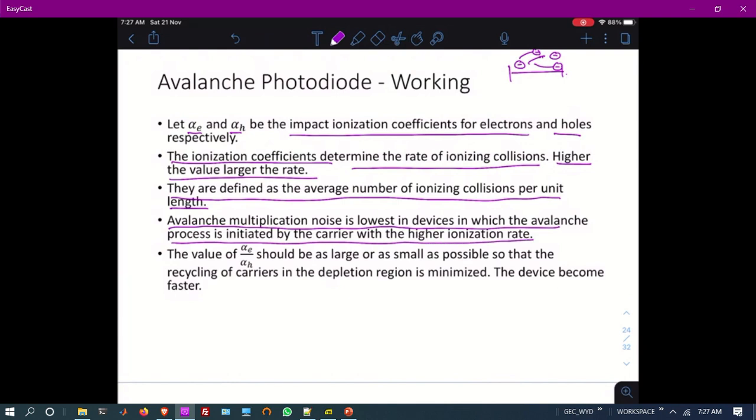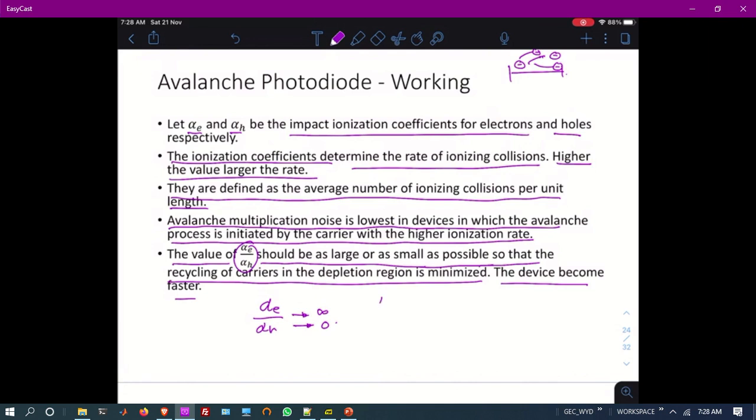So, always we need to have carriers with a higher ionization rate, or a higher value for the ionization coefficient. The value of alpha e by alpha h should be as small as possible so that the recycling of carriers in the depletion region is minimized. The device becomes faster. Now, alpha e by alpha h should be very high or should be very low.